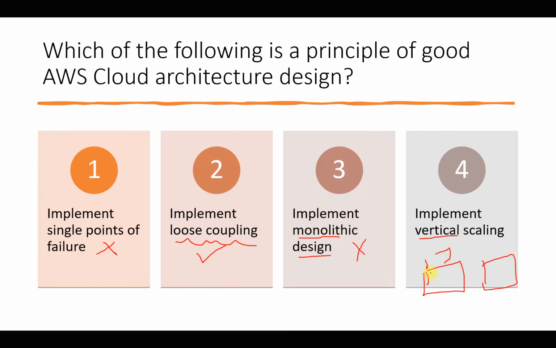The reason is that here we are having a single point of failure. If something goes wrong with this machine, whether it is 16 GB of RAM or 100 GB of RAM, it doesn't matter, it will go down. When we are having two machines, if one goes down, the second will always be up, right? So that's why it's not a good architecture, we can say. So that's why this is also wrong. So we will go with implement loose coupling here. Let's see the next question now.